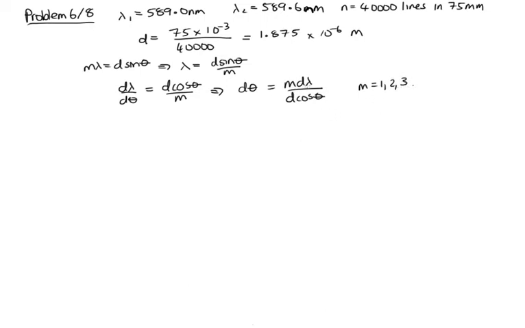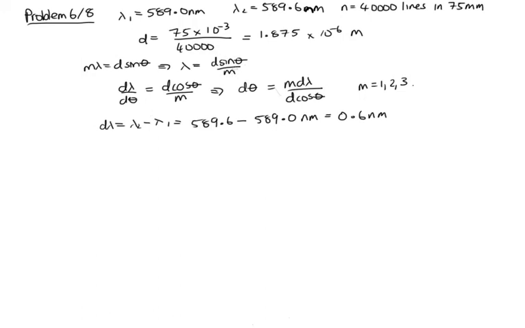Okay, so d lambda, that's the separation between the wavelengths. So that's lambda 2 minus lambda 1. So that's equal to 589.6 minus 589.0 nanometers. So that's going to be 0.6 nanometers. So we know m, we know what d lambda is. We've calculated d up here. So we just need to work out what cos theta is.